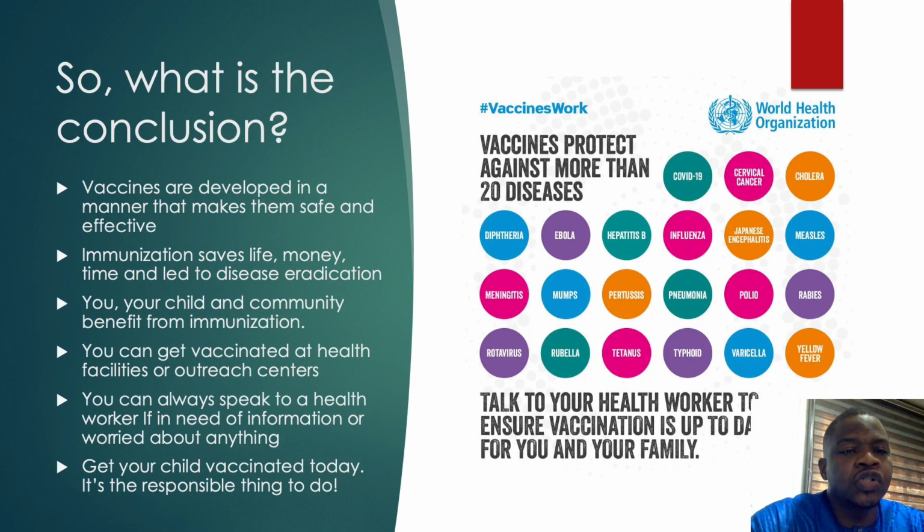So, in conclusion, what we have discussed today is that vaccines are developed in a manner that makes them safe and effective. It's a rigorous process of development and approval, and then there's also continuous testing even after being approved and released to the general public. Immunization saves lives, money, and time, and has led to eradication. We gave the example of smallpox that has been eradicated, and poliomyelitis that is almost 99% eradicated.